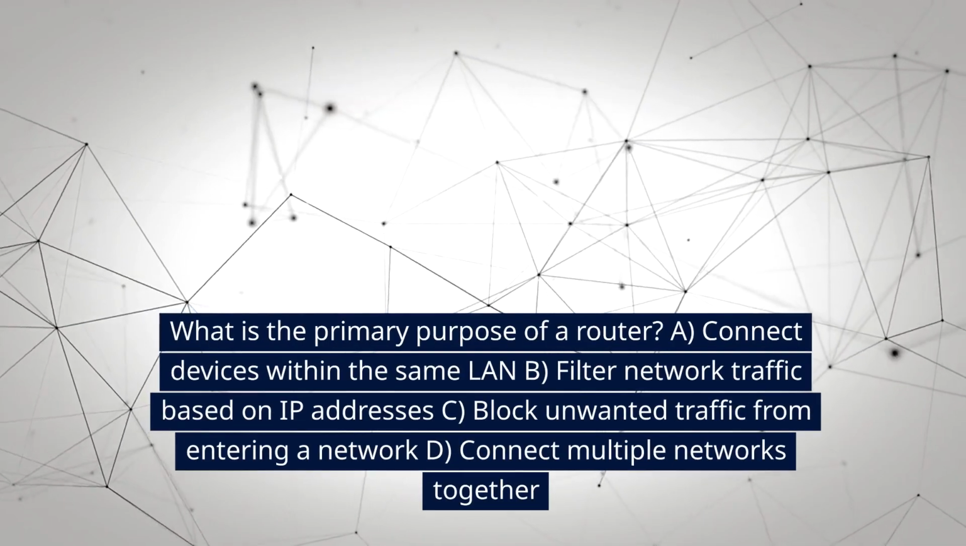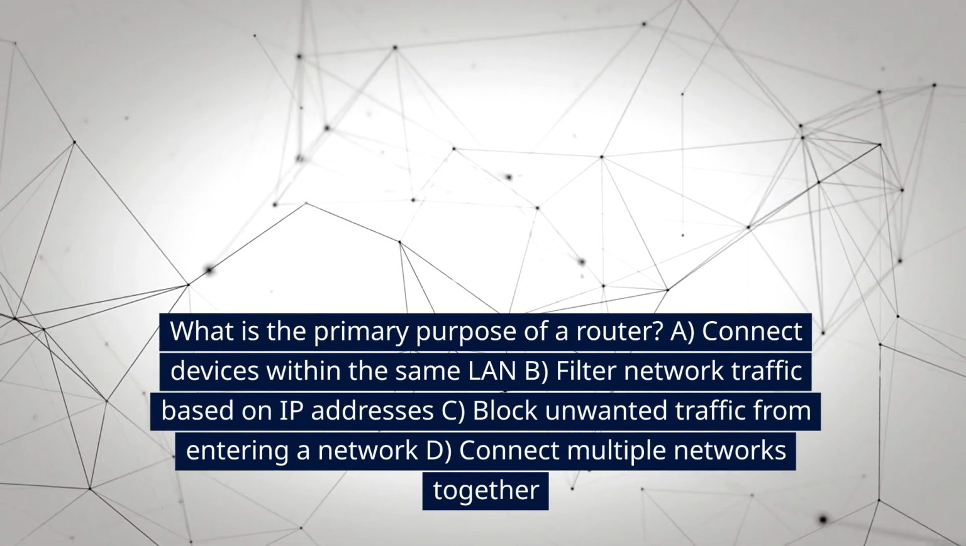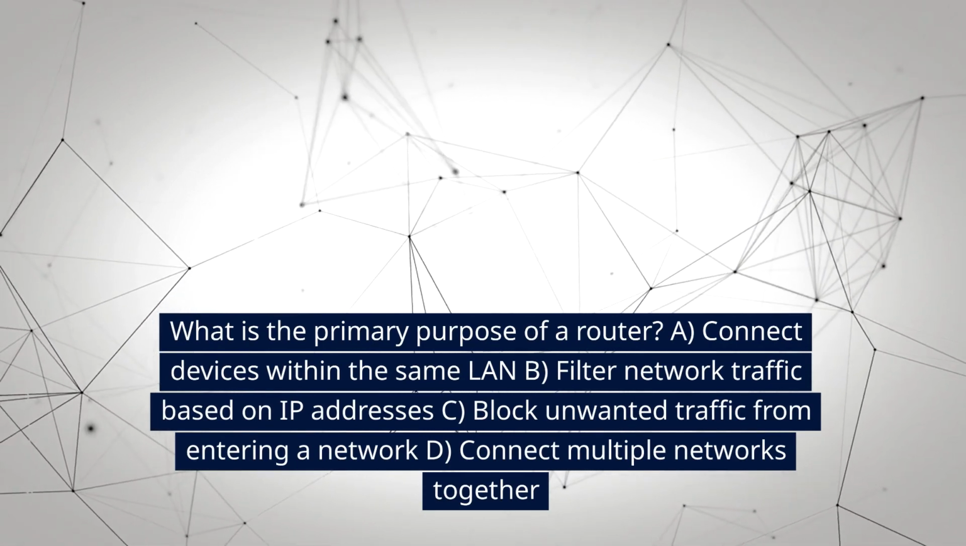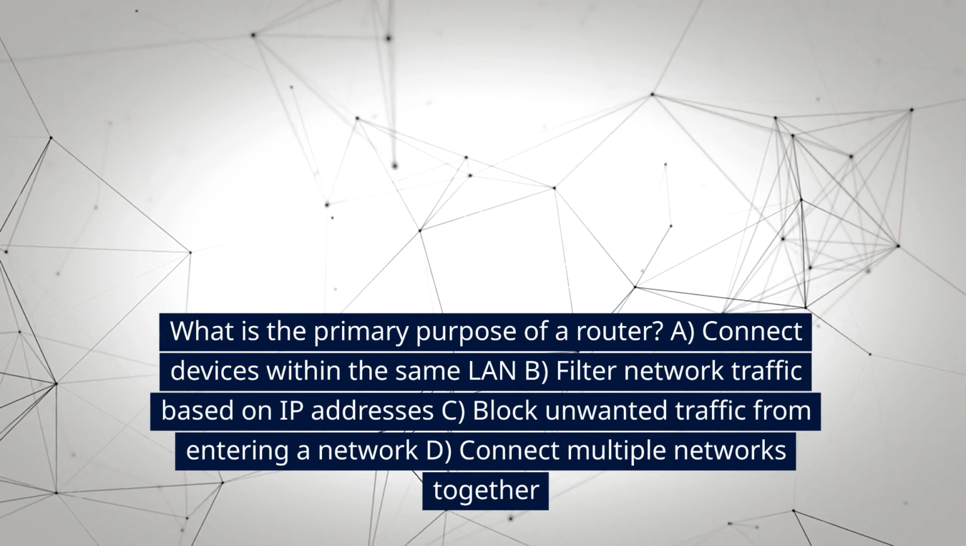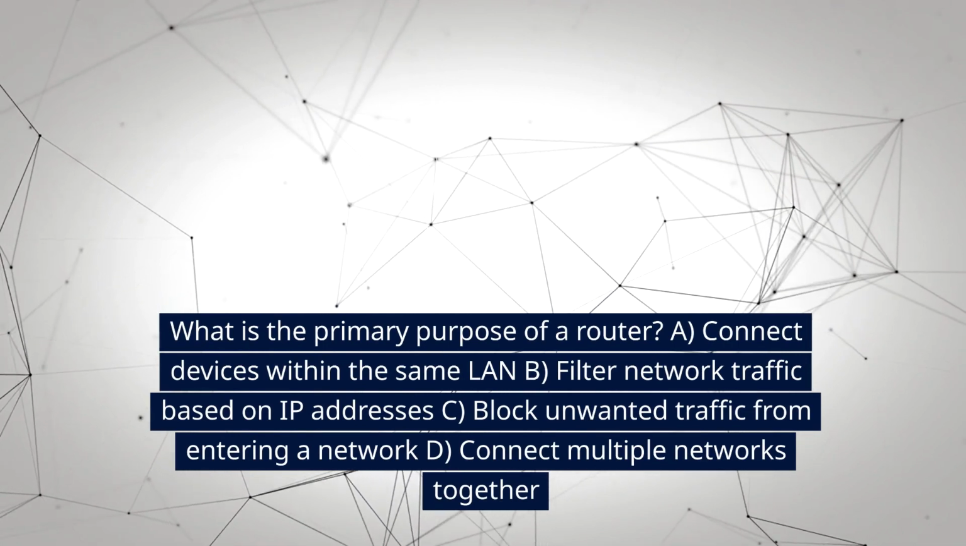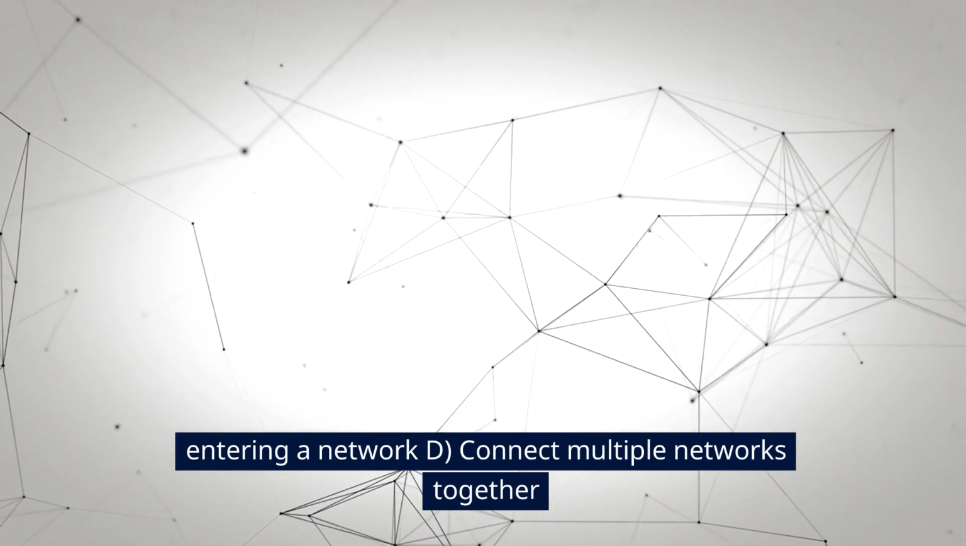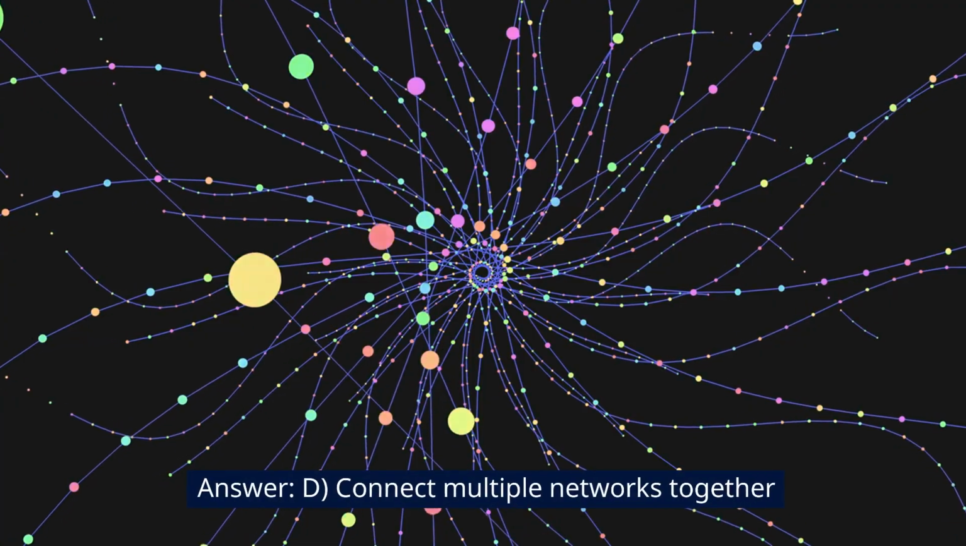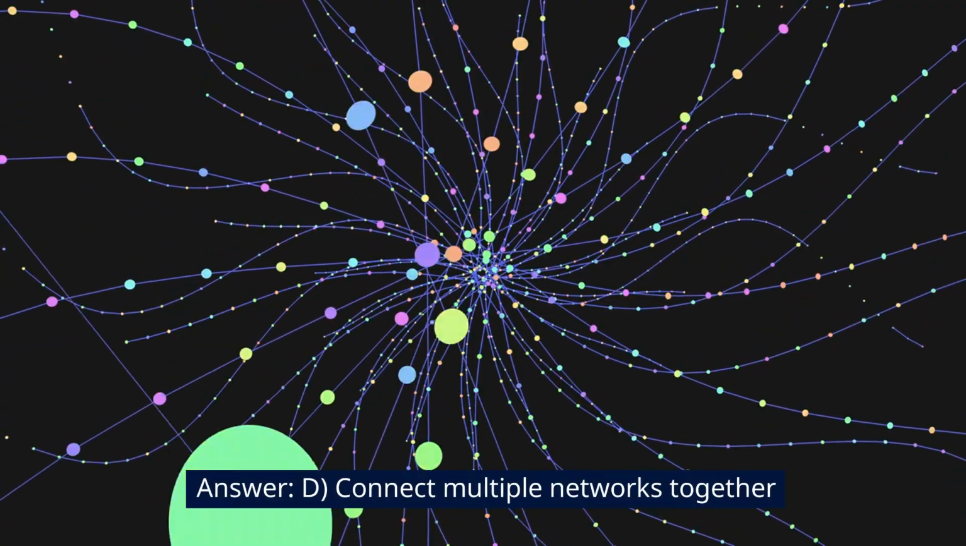What is the primary purpose of a router? A. Connect devices within the same LAN. B. Filter network traffic based on IP addresses. C. Block unwanted traffic from entering a network. D. Connect multiple networks together. Answer: D. Connect multiple networks together.